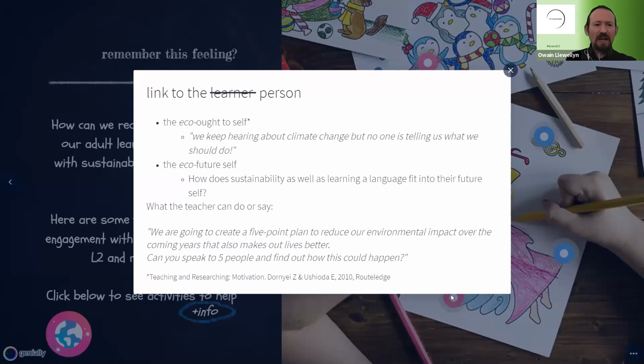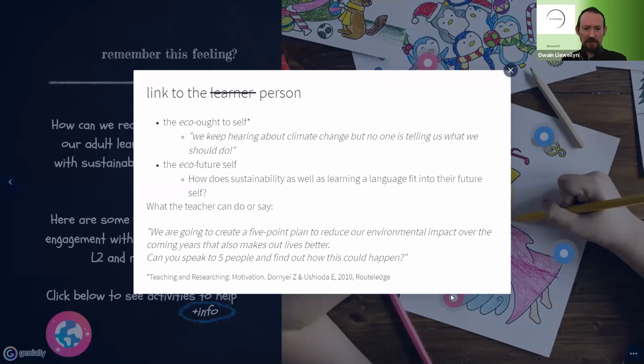And I want to write a book. I decided this yesterday. I want to write a book about the L2 motivation theories based on the self and apply it to environmental issues. And I'll give you all signed copies if you remind me when I've written it.